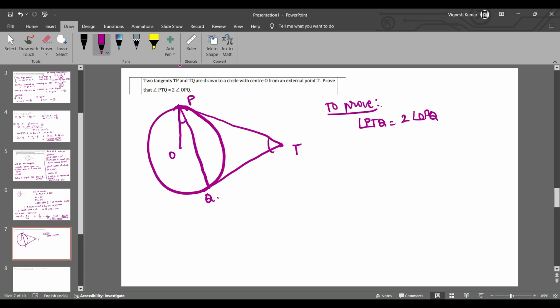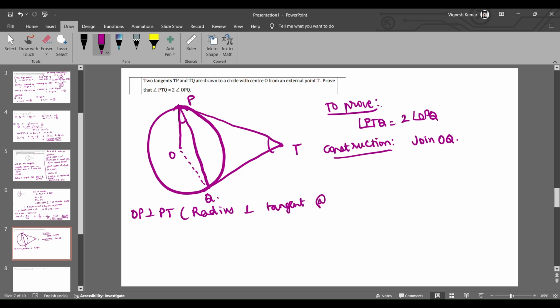Let us suppose, for the sake of solving this question, I am joining this OQ. So the construction will be: join OQ. So now if we see, OP is perpendicular to PT, since the radius is perpendicular to the tangent at the point of contact. And similarly we can say OQ is perpendicular to QT.